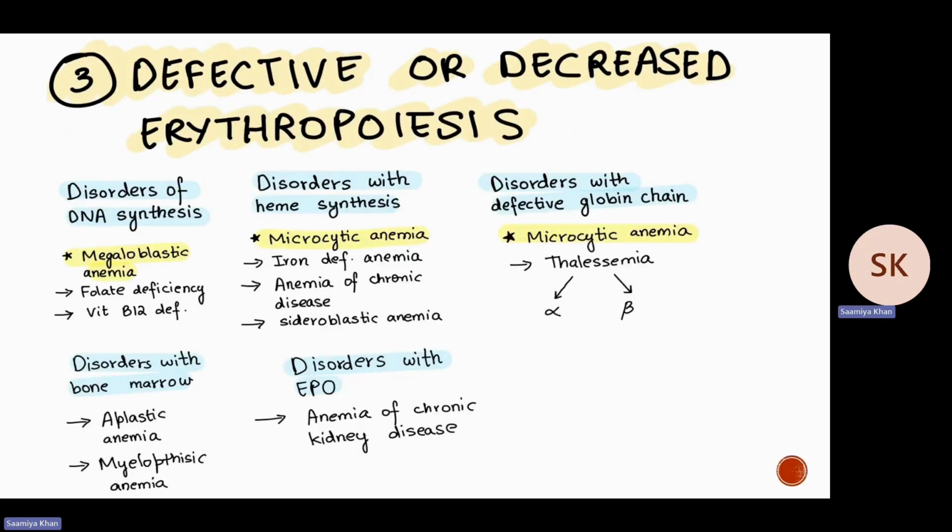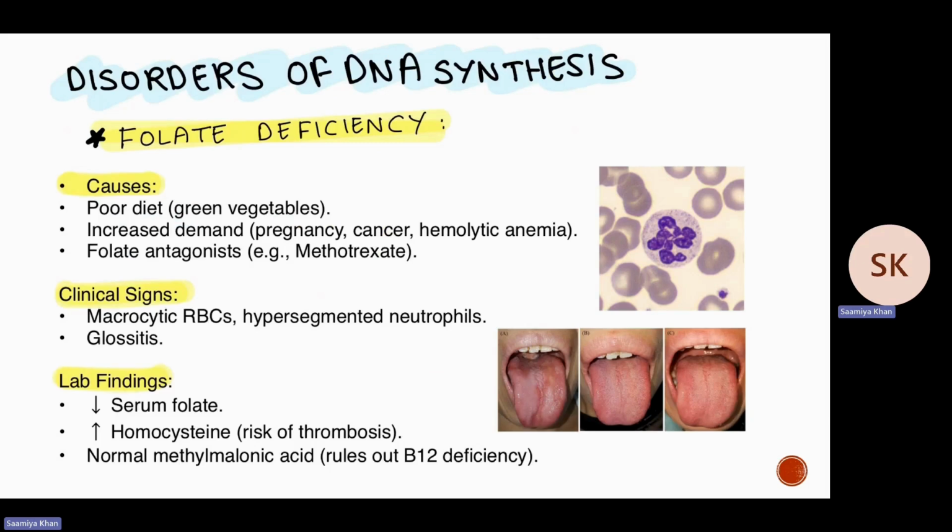So we're done with the hemolytic anemia, which was the second part of the classification. Now we move on to the third part of the classification, which is defective or decreased erythropoiesis. There's some problem in the synthesis of the hemoglobin or the RBCs itself. There are five classifications under this: disorders of DNA synthesis, disorders of heme synthesis, disorders where no proper globin chain is produced, disorders of the bone marrow, or disorders of erythropoietin. Starting off with disorders of DNA synthesis.